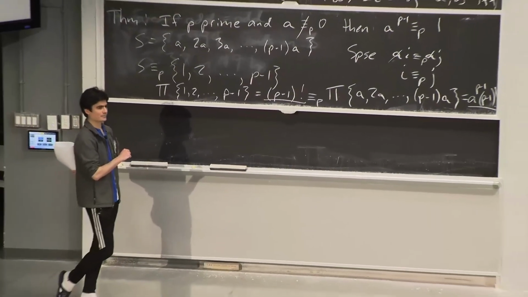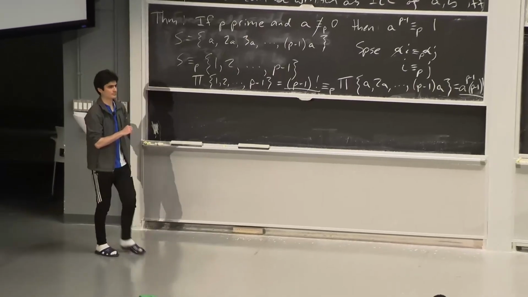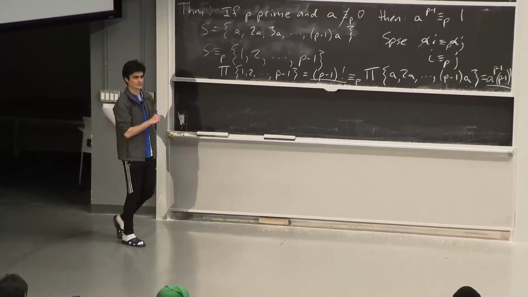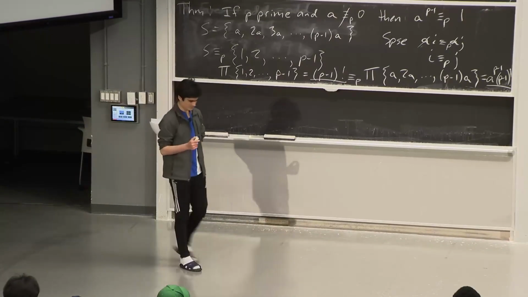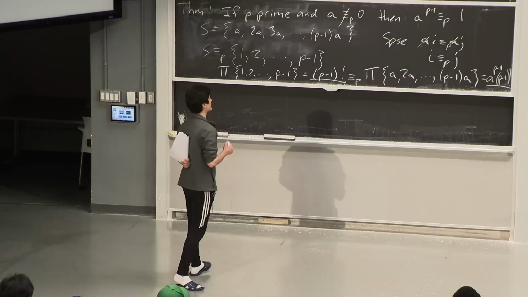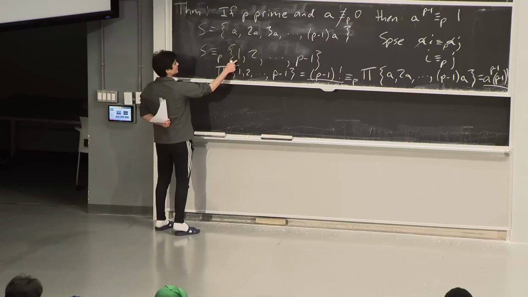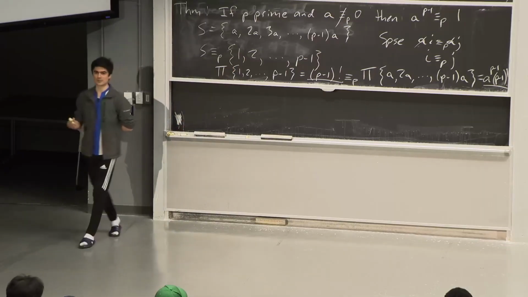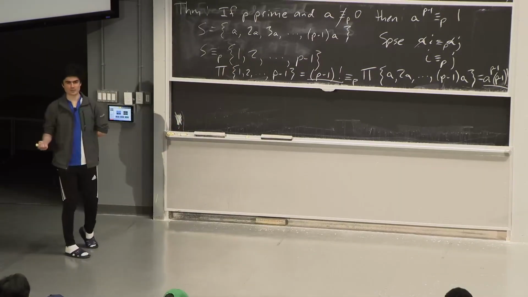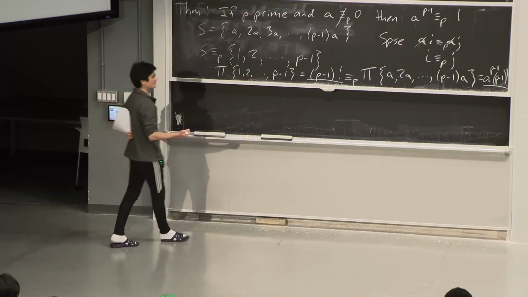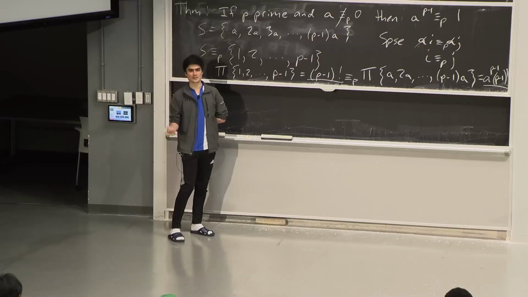Because p is prime, none of the numbers from 1 to p minus 1 is a multiple of p, so their product is not a multiple of p. So p minus 1 factorial is not a multiple of p, so it has an inverse.